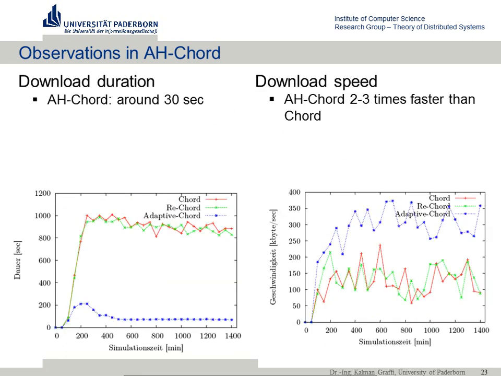What's also nice is that the download duration is decreased. This time it was with normal Chord downloading these big files, and if the nodes have small bandwidth, then they are overloaded and it takes longer. But with adaptive Chord, it's quite quicker. And also, if you look at the download speed over time, in kilobytes per second, it's also quicker because you find more powerful peers that can distribute the data, and that's very nice.